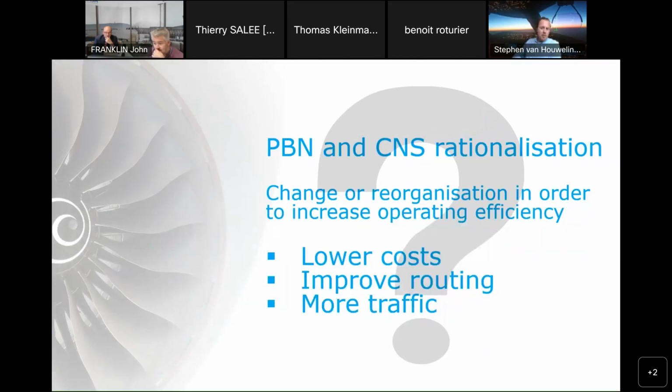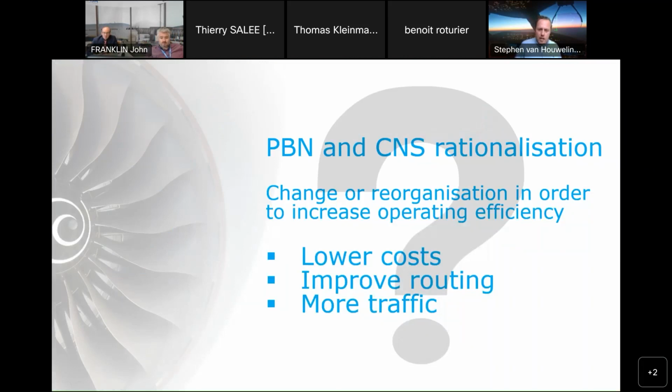And I have to admit, as a non-native speaker, I was wondering what rationalization actually means. As a pilot, I always want to know how it works and how we go with it. So I actually looked it up, and what I found out is that it is a change or reorganization in order to increase operating efficiency.